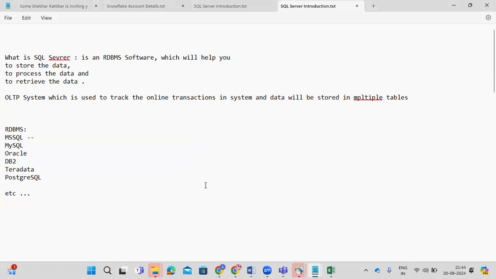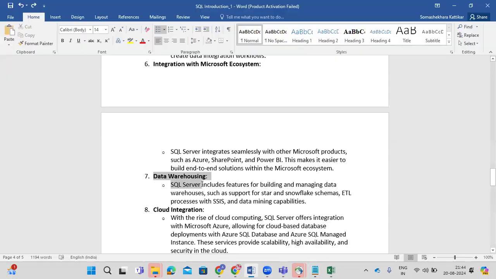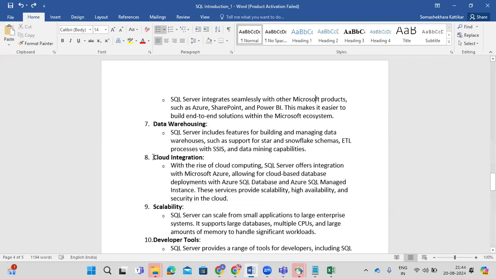So your SQL Server has the capability to handle data warehousing also. That is one of the features. Cloud integration. SQL Server can also integrate with different clouds, like you can access your on-prem SQL Server with your Azure SQL. Like that, you can integrate with the cloud.